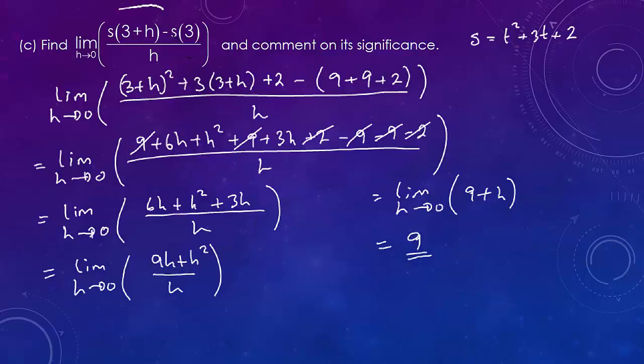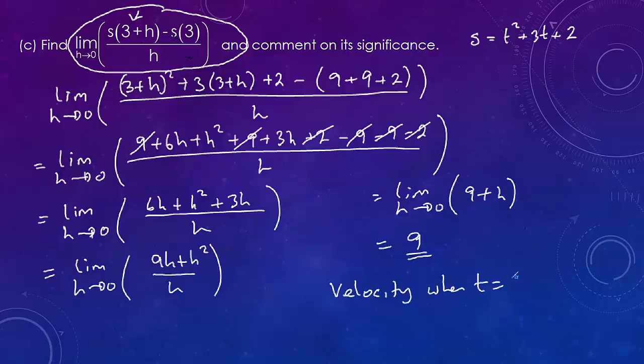Now if we just look at this expression, it looks like a derivative. And it looks like a derivative that's centered at the point where t is equal to 3. And this is the velocity when t was equal to 3. So that is the velocity when t equals 3.